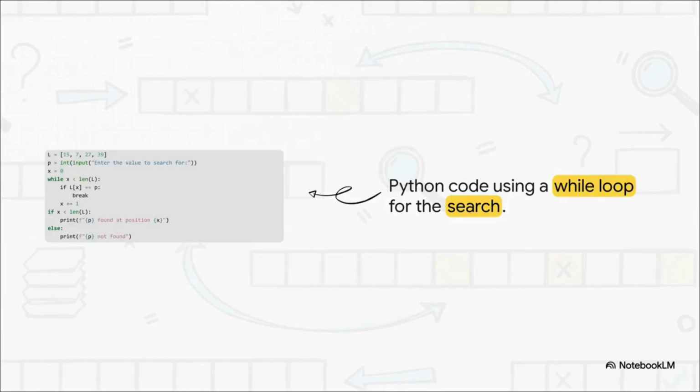And here is the actual working Python script from our source material. You can clearly see that dry run we just did mapped directly onto the syntax. We define our list L, we ask for the target P, and we set our index x to 0. That while loop runs as long as our index is less than the total length of the array. Inside, if L sub x equals P, we hit the break. If you look closely at the very end of the script, after the loop breaks, the program simply checks if our index, x, is less than the total length of the list. That confirms we successfully found the item before running out of slots, and it prints the exact position.